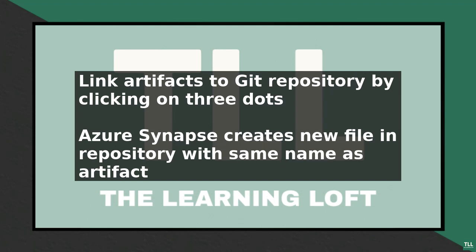You can also use Git to collaborate with others on your Azure Synapse workspace. Best practice is to use a separate branch for each development environment. For example, you can have a dev branch for development, a test branch for testing, and a main branch for production. This allows you to manage different versions of your artifacts and collaborate with others.